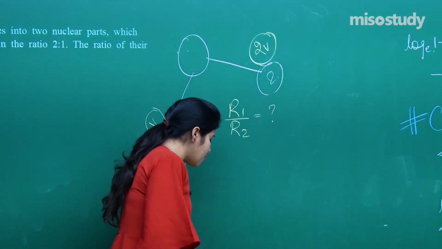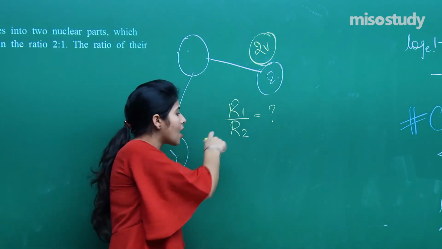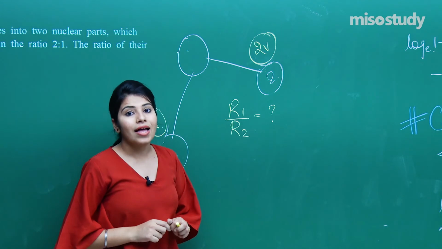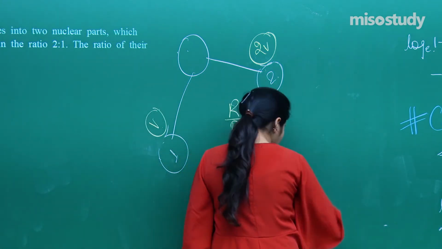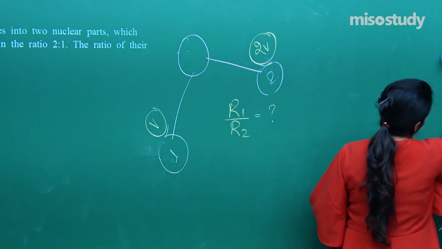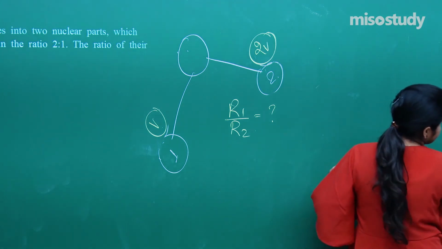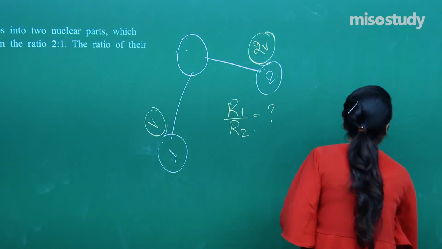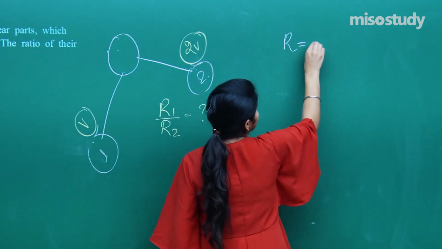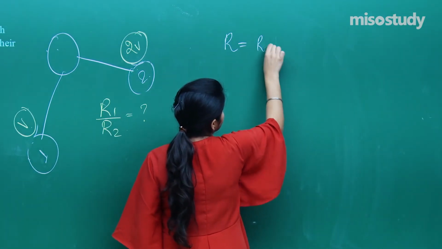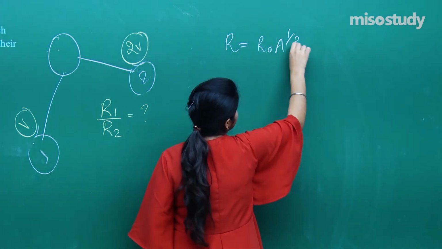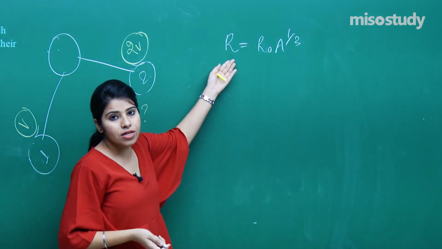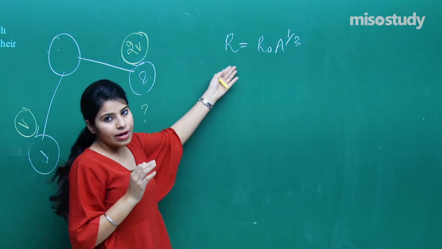Now in the question, if you can see this R1 upon R2, definitely there will be one thing that will be coming to your mind, and that is the formula that we have with us. Let me just remove it first. The formula that we know is R equals R naught A raised to the power 1 by 3. And if you put these values over here, you can easily find out R1 and R2.